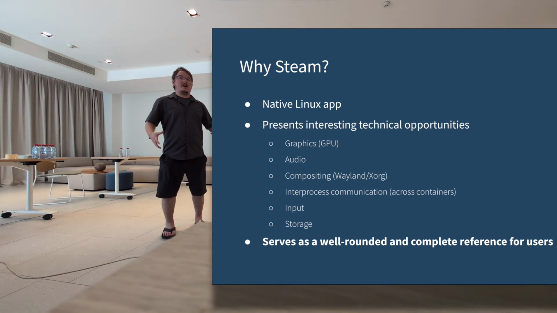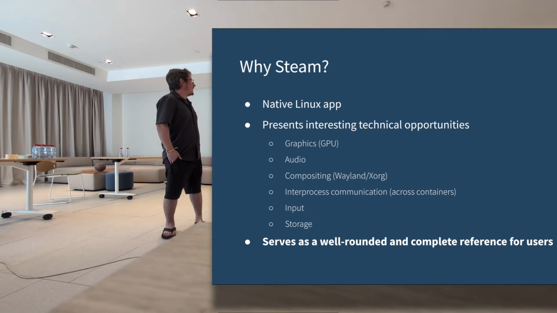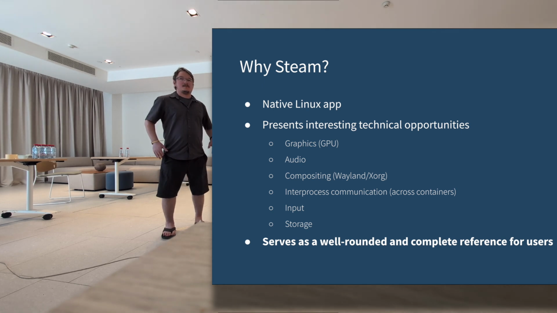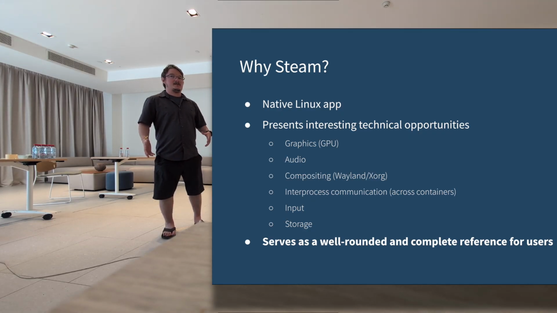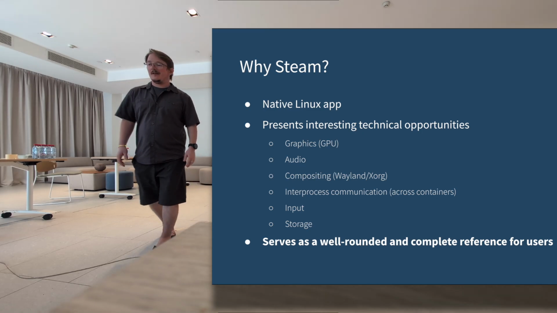Compositing: we're going to be using Wayland to do windowing and compositing for Steam. And then also, we're going to be doing a few of these things in different containers, right? So we're going to be doing IPC across containers. Then, of course, we have input and storage. Storage is the easiest one, so let's start with that.